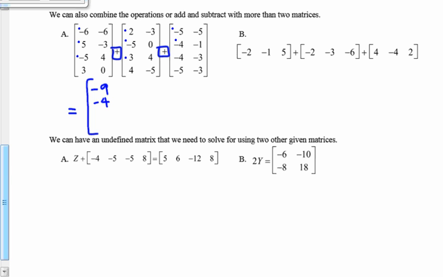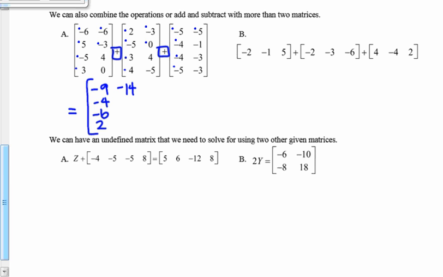Moving down, -5, 3, and -4. -5 plus 3 is -2. -2 plus a -4 is -6. 3, 4, and -5. 3 plus 4 gives me 7, and 7 plus a -5 gives me +2. Alright, back up to the top right. -6, -3, and -5. -6 plus a -3 is -9, and -9 and a -5 gives me -14.